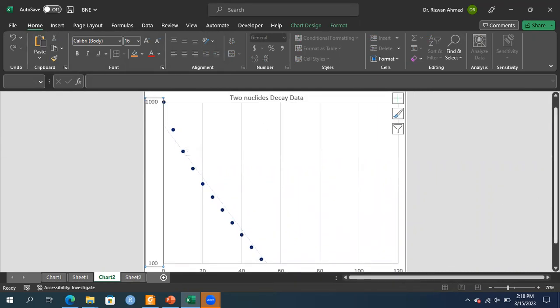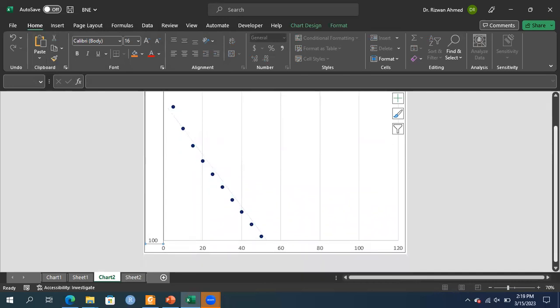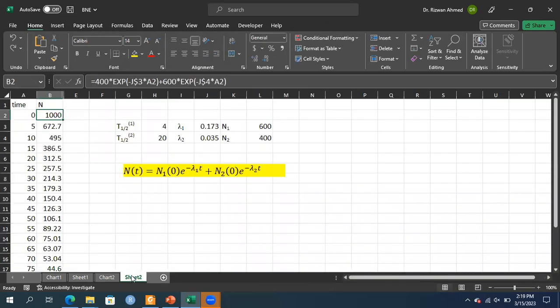So in this case, let's assume that there are two nuclides present in this hypothetical sample that has given us this data, and the equation that prevails is this one: N of t equals N1 of 0 e to the minus lambda 1 t plus N2 of 0 e to the minus lambda 2 t. So I plot the final part of the data, say after 45.